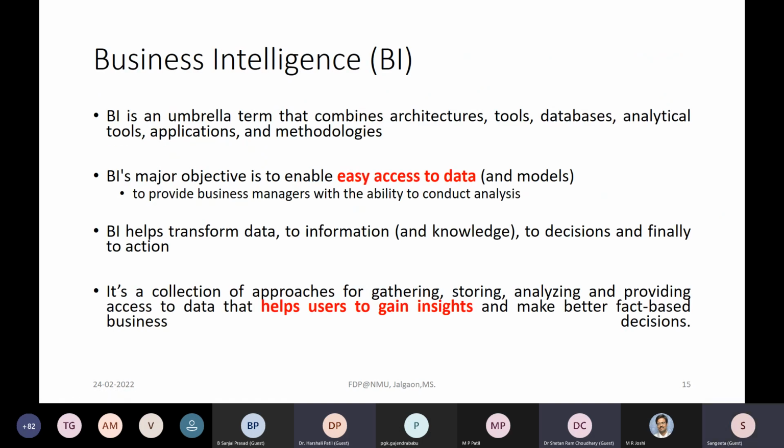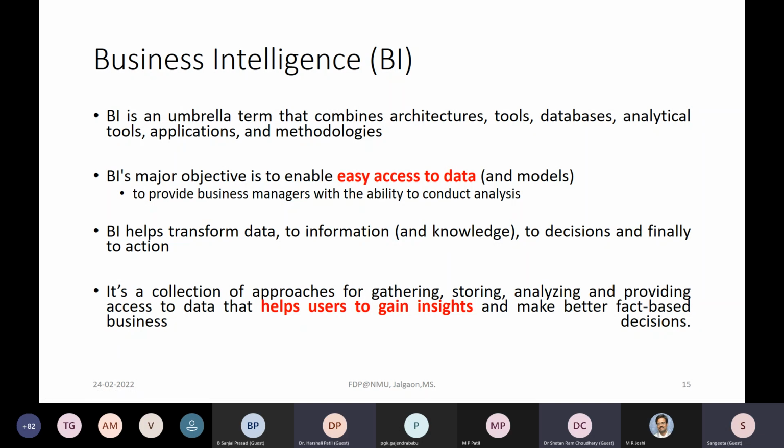Now, without going into details, just a little bit, I'll touch on what is BI, what is BA and what is DS. Business intelligence, business analytics and data science, just in short. So this is an umbrella term that is combining architecture, tools, databases, all kinds of applications. And it is to enable easy access to data, basically. It is helping to transform data, and obviously it's giving you decisions and actions. And basically it is helping users to gain insights.